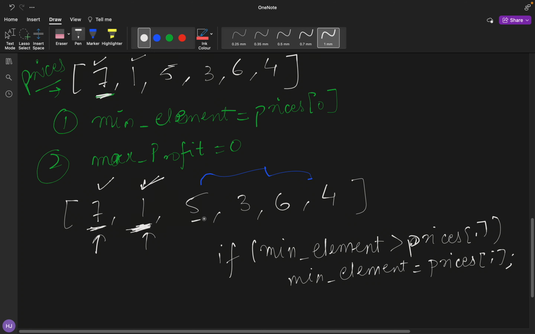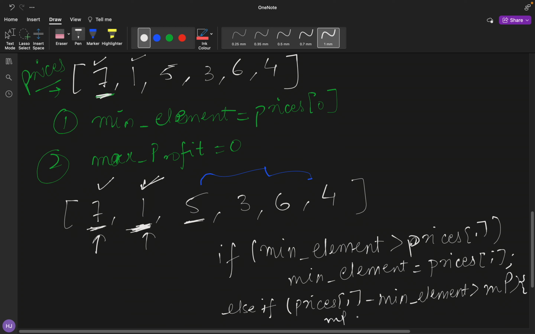Since 5 is greater than 1, what I can do is simply check with else if my minimum element is lesser than my price of 5. So I will simply check my profit, that if my profit, that is with the minimum element, is greater than my max profit, then I will simply update my max profit to prices of I minus min element. Right.